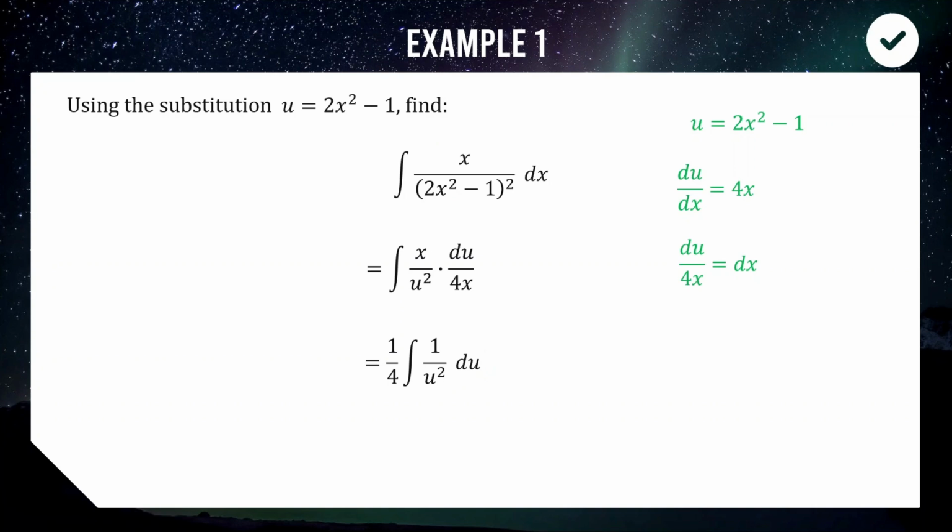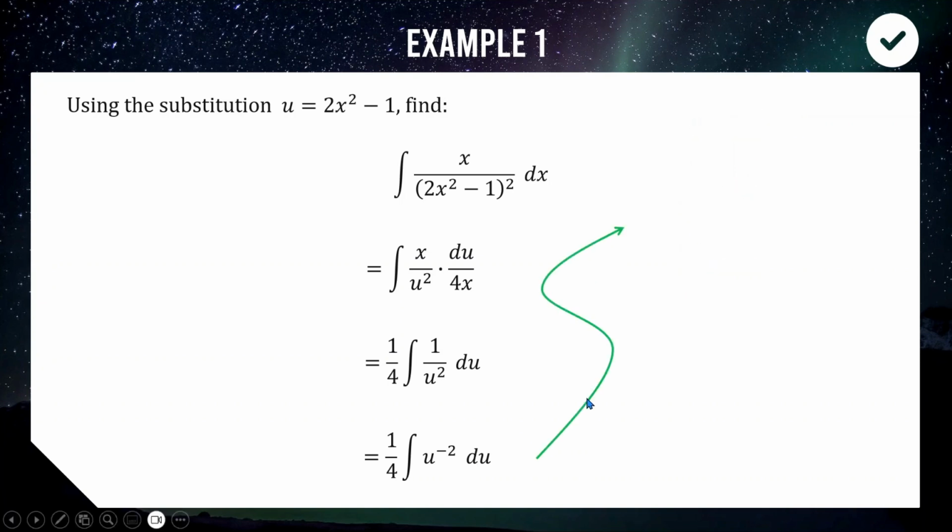Okay, so to integrate 1 over u², we need to use a negative index. We're going to write this as u to the power of −2, and now we're ready to go ahead with our reverse power rule for integrals. So make a bit of space. And up here, we're going to still have the quarter out the front. We are going to raise the power by 1 to become u to the −1.